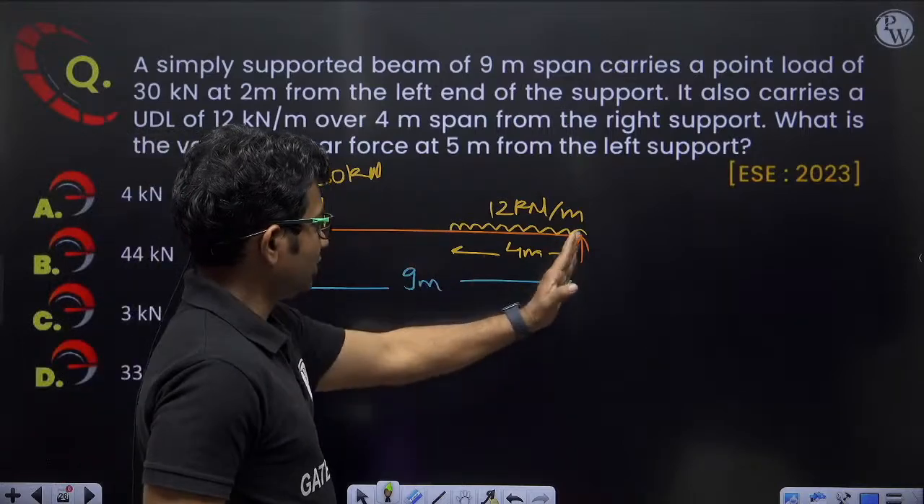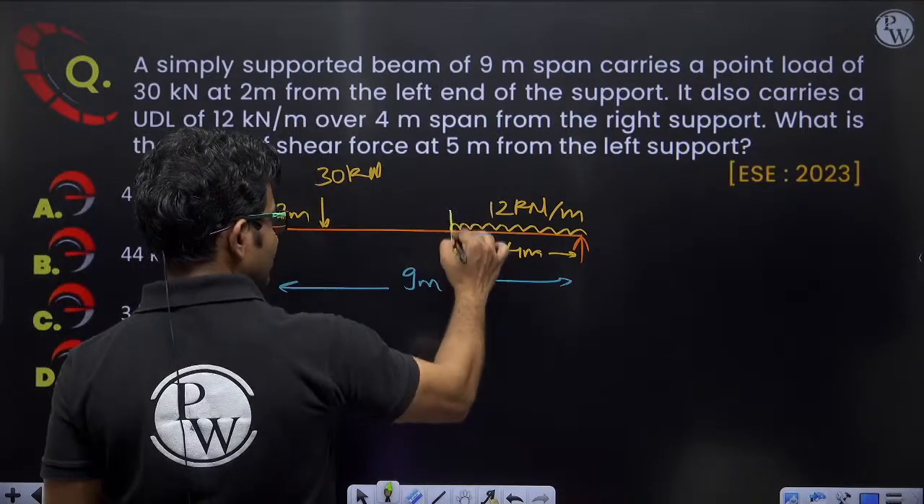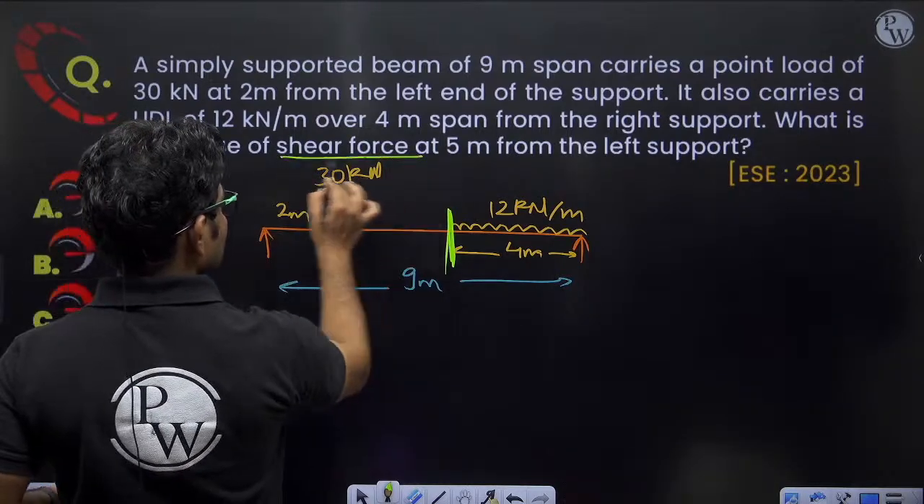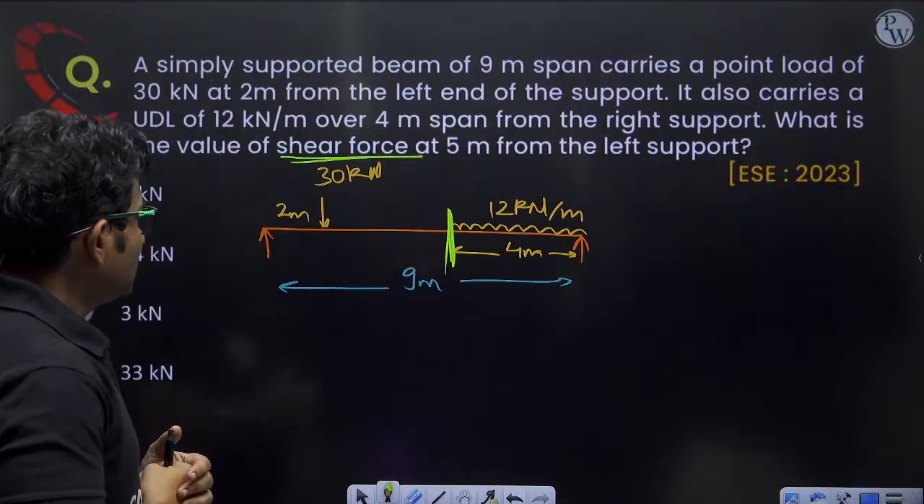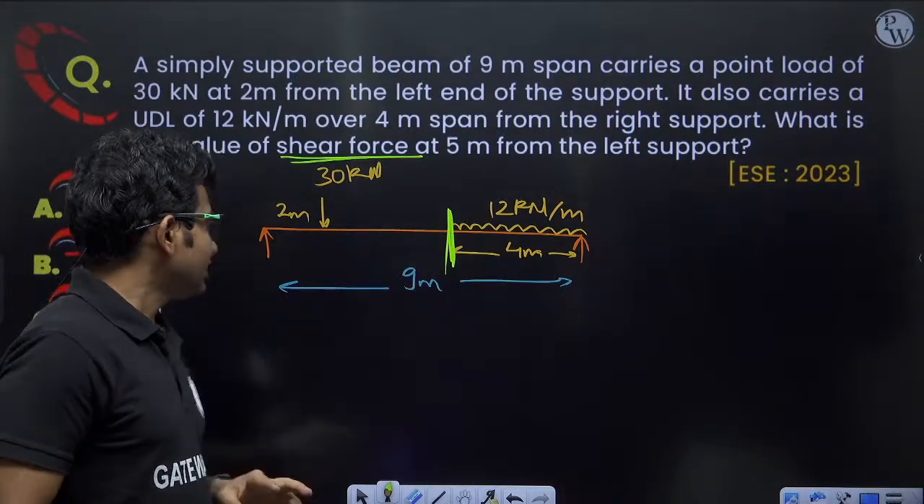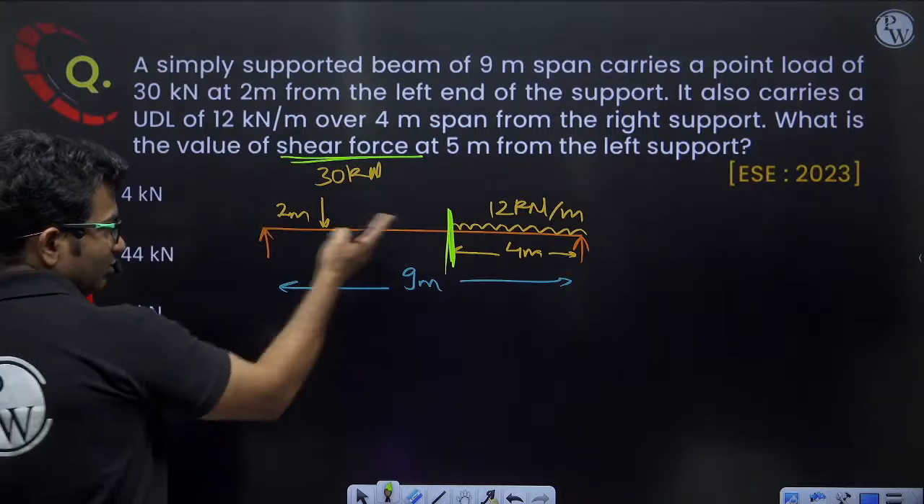5 plus 4 is equal to 9. So at this location, we have to find out what is the value of shear force. Okay. So either we can calculate from this side or we can calculate from this side. Let us calculate from this side.